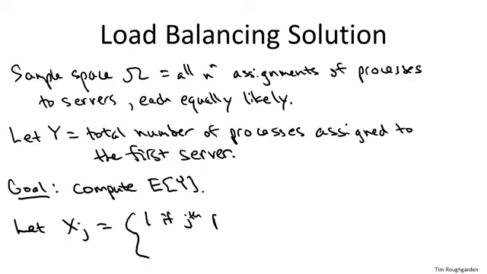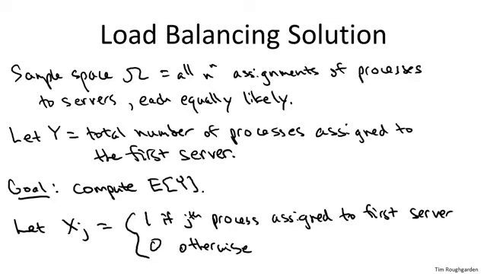So whether or not a single process gets assigned to the first server, and then we'll get away with that by linearity of expectation. So more precisely, for a given process j, let's define Xj to be 1 if and only if the jth process gets assigned to the first server, 0 otherwise. 0-1 random variables like Xj are often called indicator random variables. That's because they in effect indicate whether or not a certain event occurs. In this case, whether or not the jth process gets assigned to the first server.